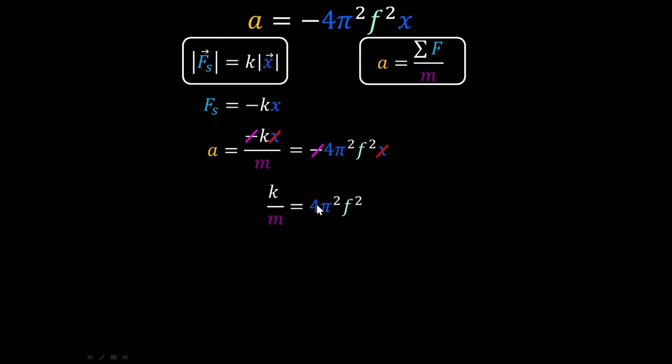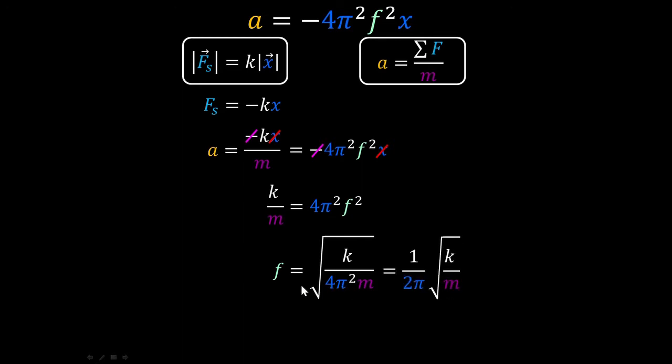I've got to get this term away from the frequency, so I'm going to divide both sides by that. And then the frequency was squared, so I have to take the square root to get frequency by itself. And inside the square root here is a 2 squared and a pi squared. I can pull those terms out, and they were in the denominator, so they're still going to be in the denominator. So the frequency is 1 over 2 pi times the square root of the spring constant divided by the mass. Don't forget that frequency and period are reciprocals of each other.